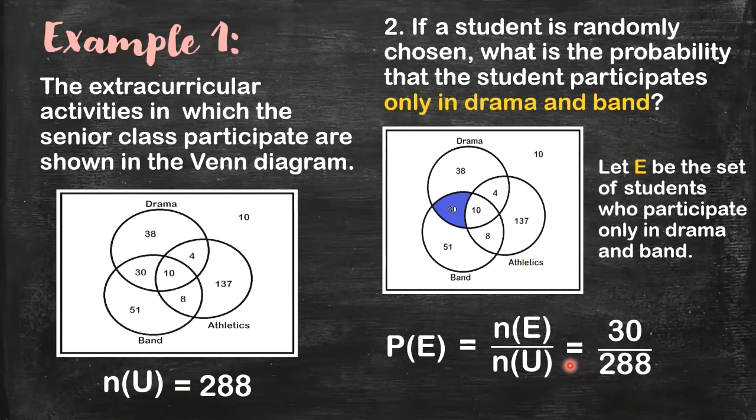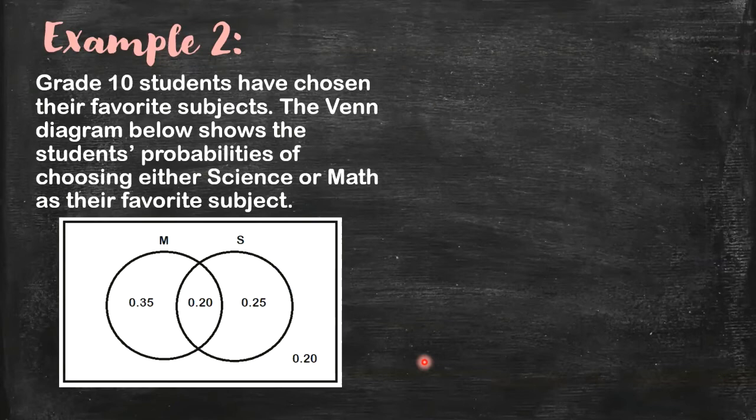Okay? Now, this is not yet the final answer because it is not yet in simplest form. Like this. Okay? So, paano ko ito ginawa? Dinivide ko ang numerator by 6. Dinivide ko rin ang denominator by 6. Let's have this second example. Okay? This Venn diagram represents the students' probabilities of choosing either science or math as their favorite subject. Note that the numbers that you see here are all probabilities already. So, there's no need to use the probability formula that we've been using in example 1.